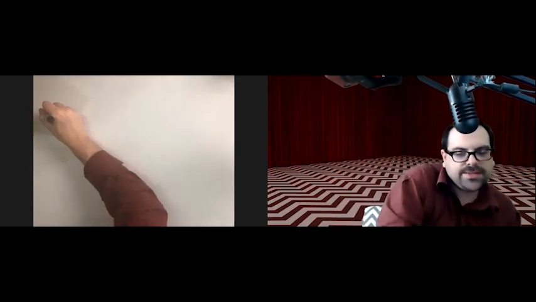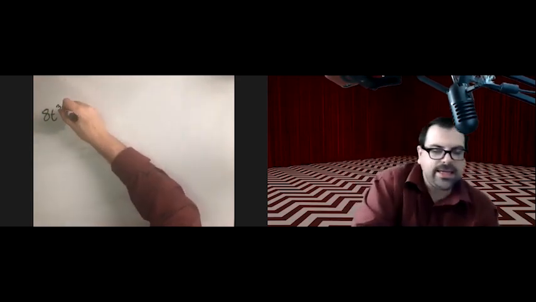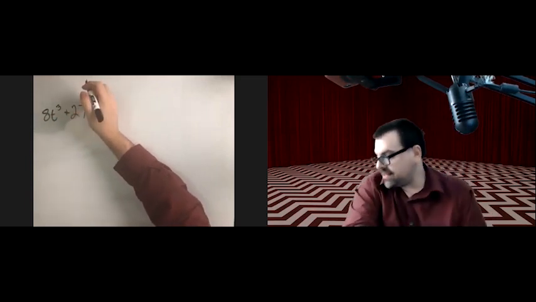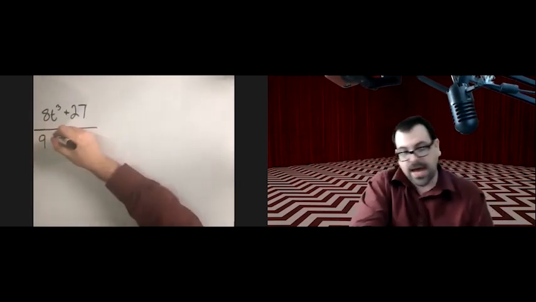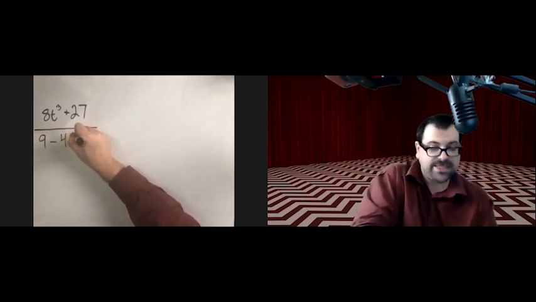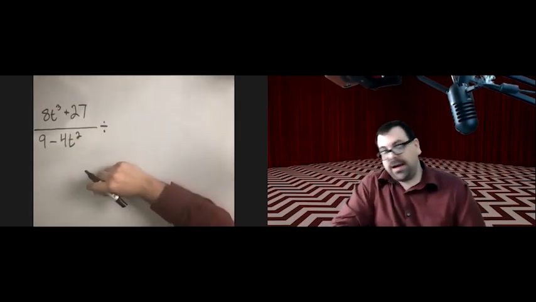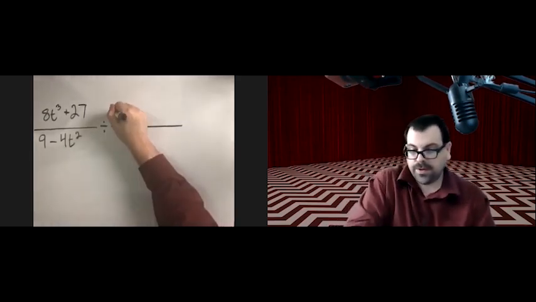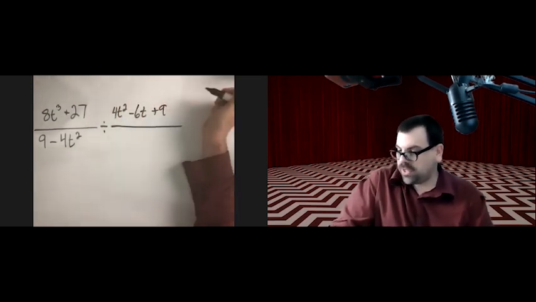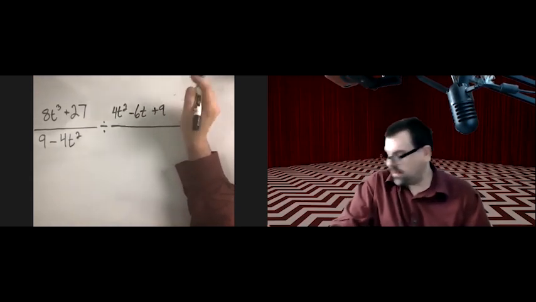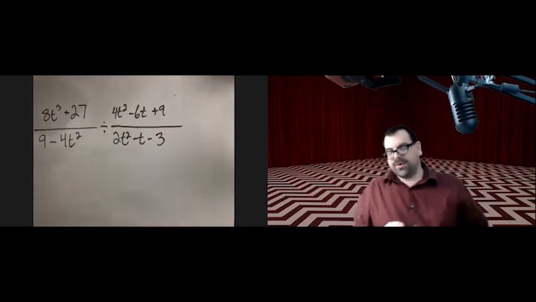Next up, let's take a look at this. We're just going to jump right into the deep end. 8t cubed plus 27 over 9 minus 4t squared divided by 4t squared minus 6t plus 9 over 2t squared minus t minus 3.